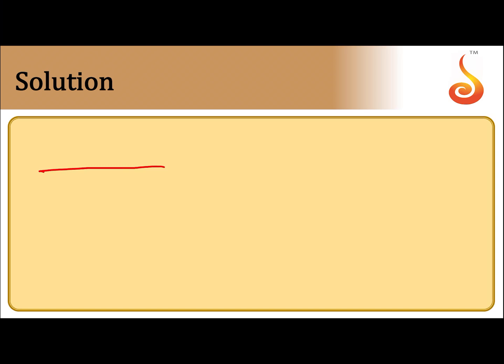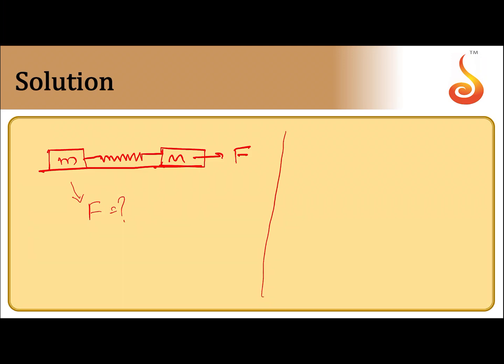Okay. Here is the construction: block of mass m, and there is a spring, and this is the block of mass capital M and a force F pulls it. Now the question is, what is the force on this block? That is our question. So as always, first let me get the acceleration of the system. Net force applied by net mass which is moving: F divided by m plus capital M.